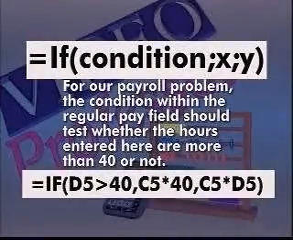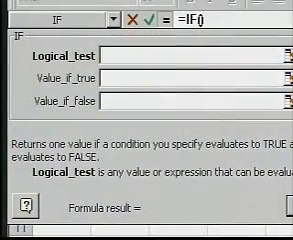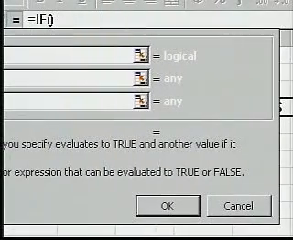For our payroll problem, the condition within the regular pay field should test whether the hours entered here are more than 40 or not. The first thing we need to do is select the cell that represents the hours cell within the first record. We can type cell addresses directly into the wizard box, or we can use the cell selection buttons attached to the right side of each entry box. For the first selection, we'll use the cell selection button.